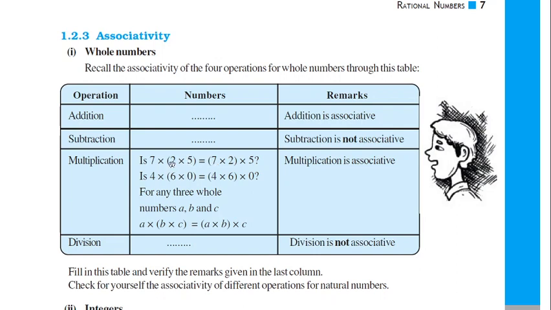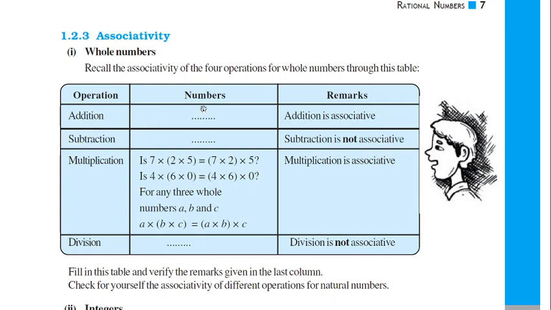If you first operate 7 multiplied by 2, it means now we are putting 7 multiplied by 2 into the bracket, multiplied by 5. Now calculate this answer also. So this answer and this answer will be the same. So you can say that multiplication is associative.